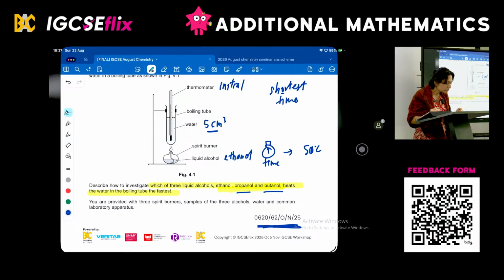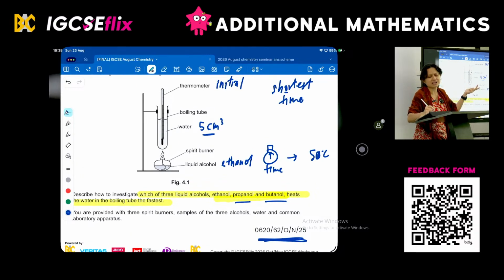So, 5 centimeter cube of water in a boiling tube. You measure the 5 centimeter cube using a measuring cylinder. The temperature should be at, you say something logical. Okay, start with 25 degrees Celsius. Do something logical. Alright, use a thermometer to measure the initial temperature.